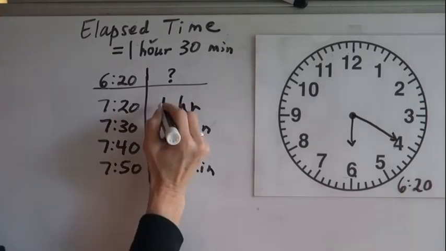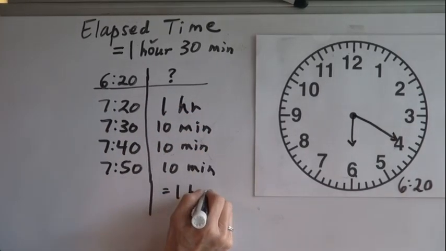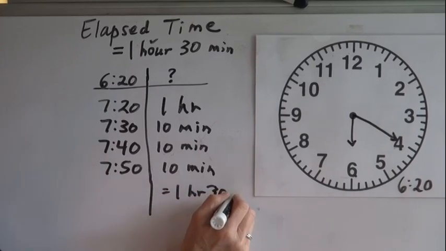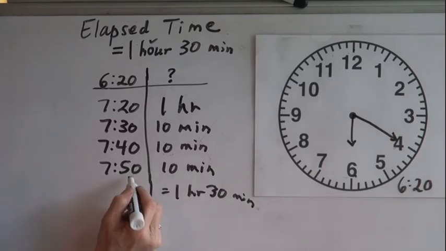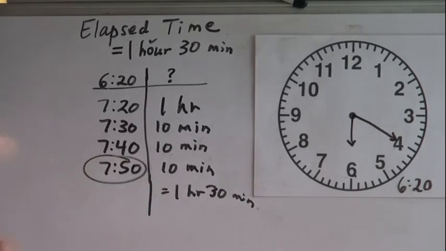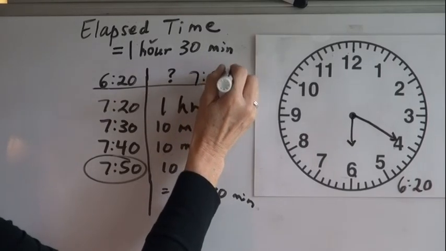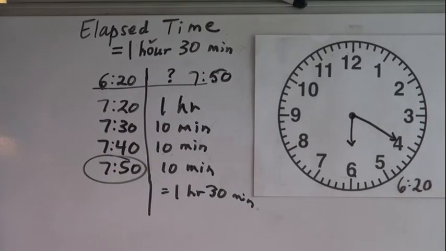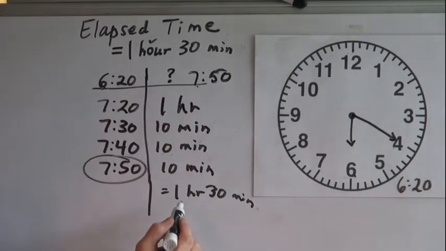Okay, let's check ourselves. This is 1 hour, 10, 20, 30. So this is 1 hour, 30 minutes on this side, so we're good. And now we look over here, and whatever our last time is our ending time. So we can write it up here. So our elapsed time between 6:20 and 7:50 is an hour and 30 minutes, so we are good to go.